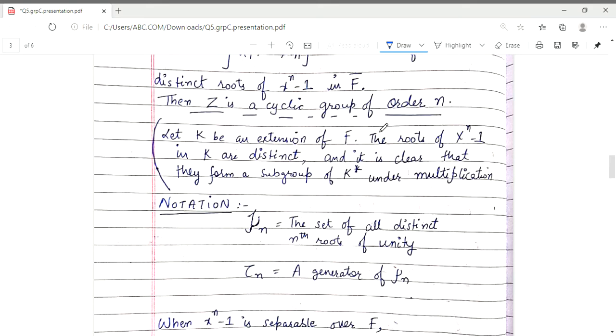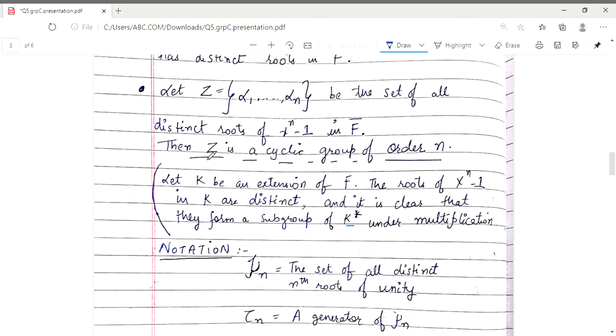Let K be an extension of F. The roots of x power n minus 1 in K are distinct, and it is clear that they form a subgroup of K under multiplication. So from this we can see that Z is a cyclic group of order n.